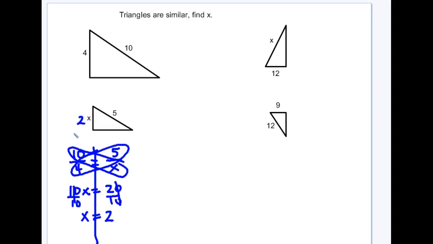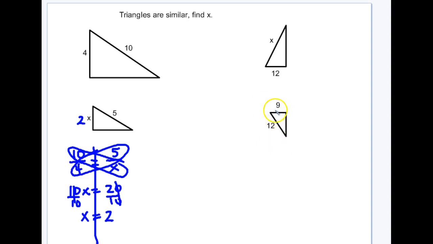Since it works beautifully, these are similar triangles. Okay, so they work out proportionally. So let's look at this one here. Now I have 12 and my diagonal is x. I have 9 and my diagonal is 12.